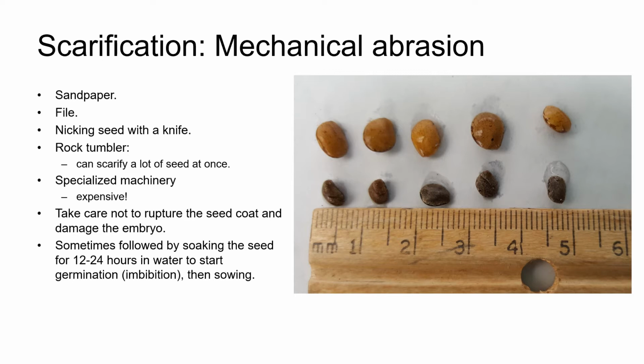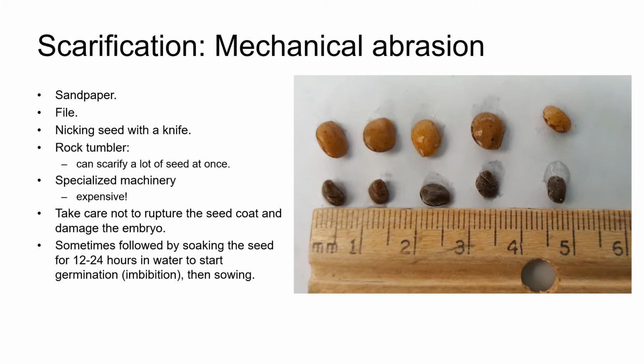A quicker method is to rub the seed between two sheets of sandpaper, and this is one of the techniques you'll be doing in the lab exercise. And there's a short video in Canvas showing you how to do this. If you have a lot of seed to scarify, you can use a modified rock tumbler where you've lined the drum with sandpaper, or you can put sand in with the seed. You can also purchase specialized seed scarification machinery, but it's expensive, usually in excess of $1,500, but worth it if you're a large grower needing to scarify large amounts of seed on a regular basis.